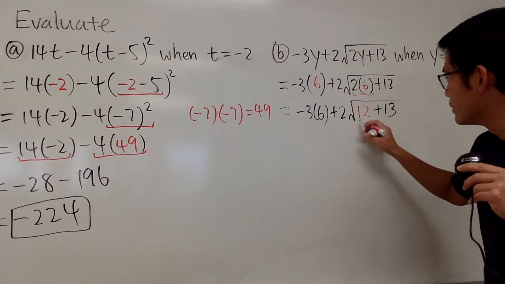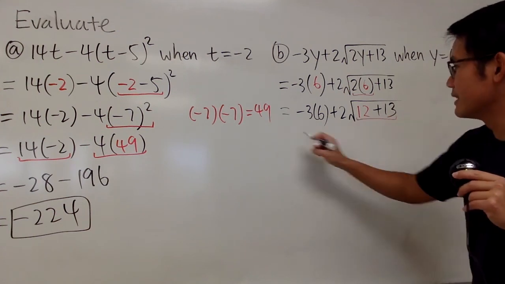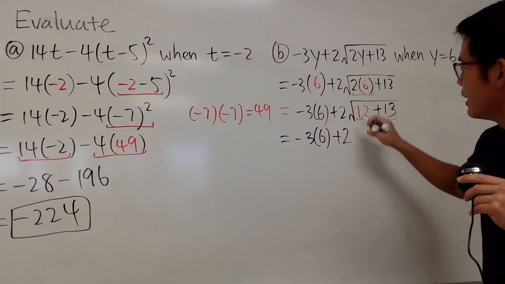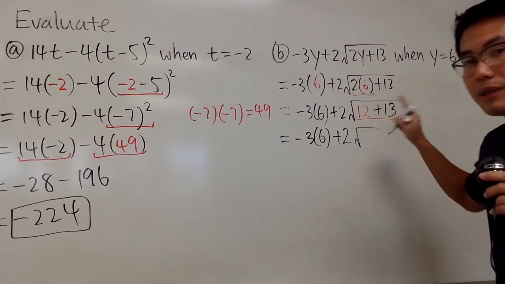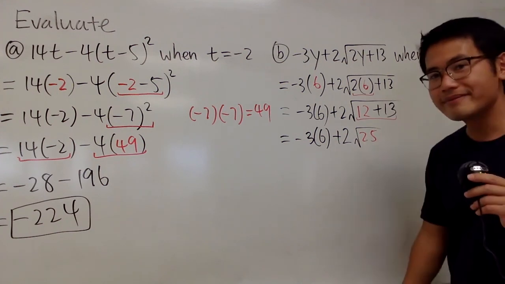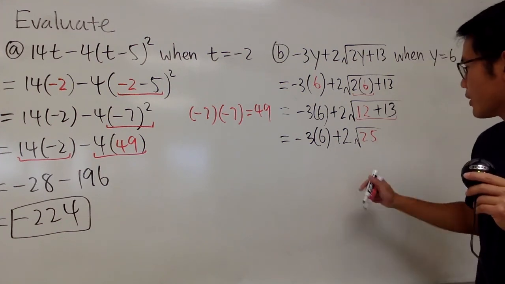And then again, do this inside out. This time, this plus that. So we have -3 times 6 plus 2 square root 12 plus 13. Of course, that's equal to 25. All right? And then we're just going to work out this special operation.